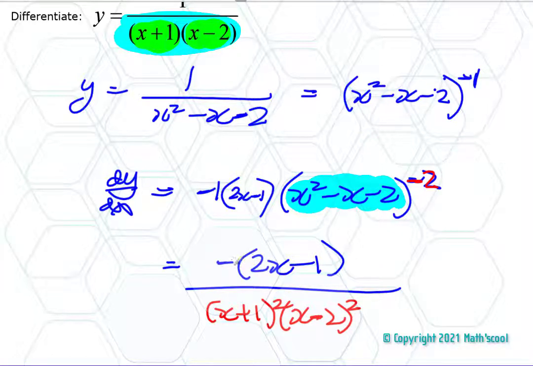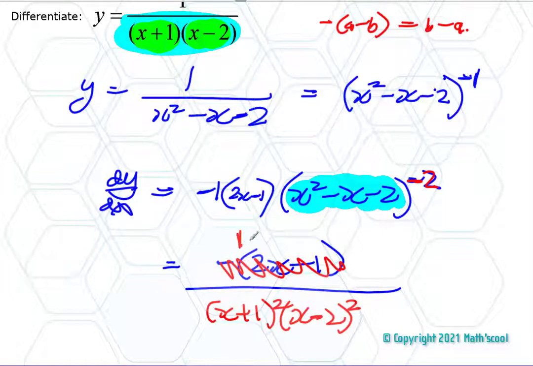And then one last simplification. We talked about this last year. Minus brackets a minus b. It'd just become b minus a. So here again, that minus brackets 2x minus 1 would just become 1 minus 2x.